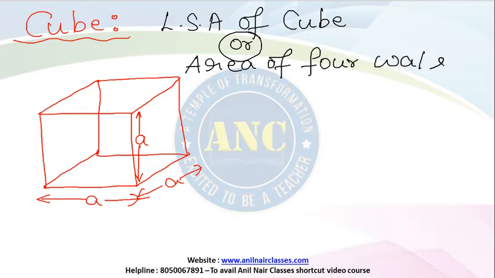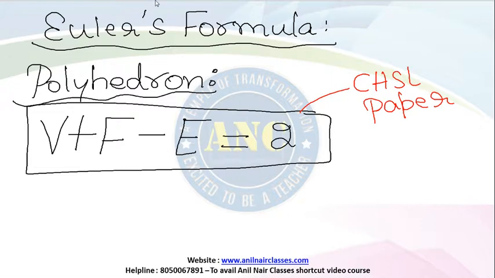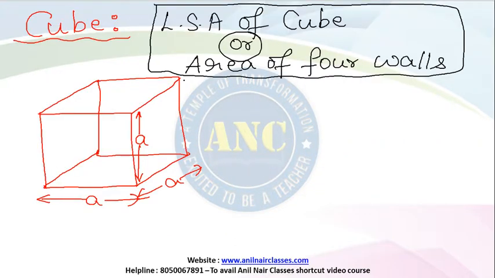What is the lateral surface area? Sir, why are you saying it as area of four walls? I already told you, sir, lateral surface area means for any three-dimensional figure, remove the top surface and the bottom surface, consider the other surfaces, then it is called the lateral surface area. In a cube, totally there will be 6 faces, which we already discussed. Out of those 6 faces, I will remove the top face, I will remove the bottom face, I will be left with another 4 faces.